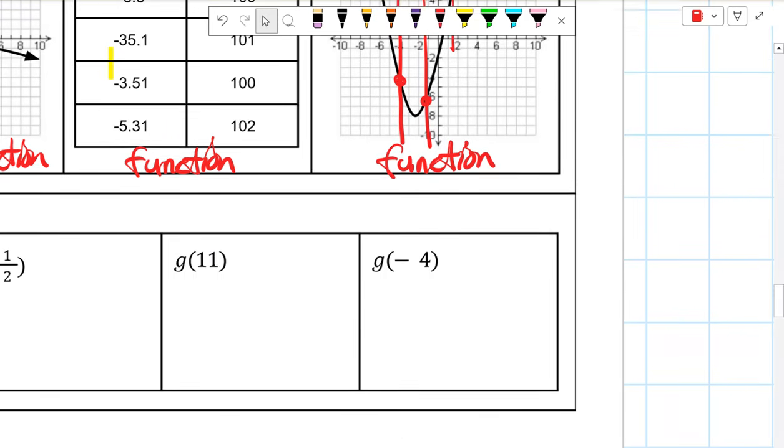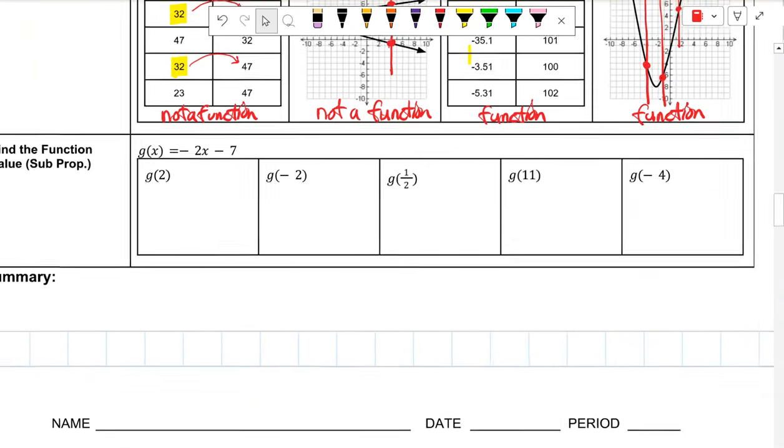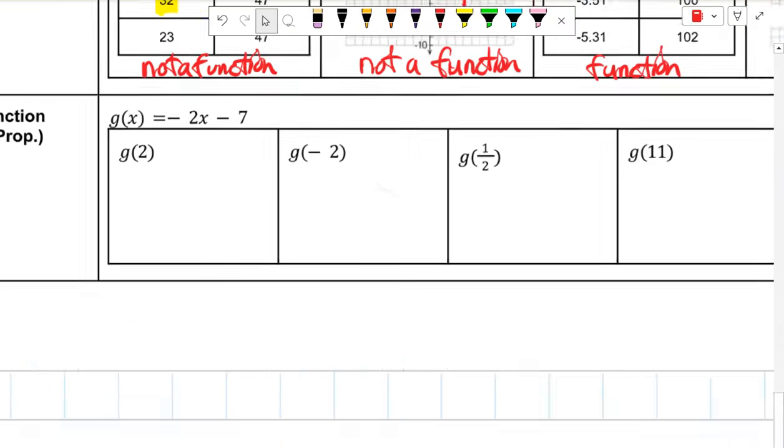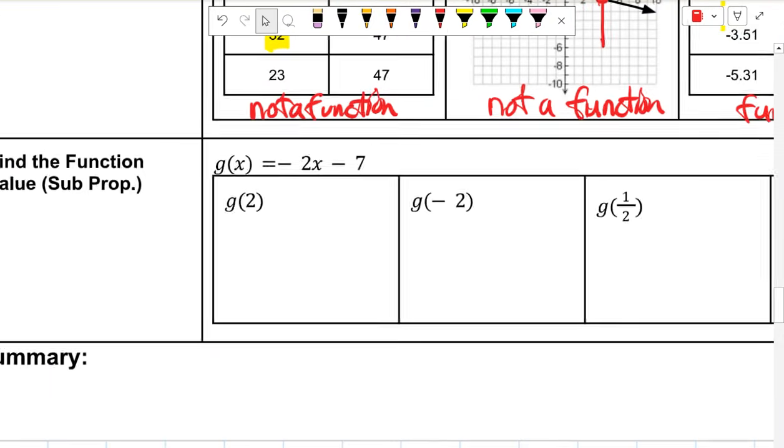Now that we know how to identify functions and not functions, let's go down here and finish this off by finding the function values. Now, we talked about it before. The name is right here, g. The function's name is g. And we want to find g of x. So what we have to do is look at what the rule is. The rule is -2x minus 7. So all you have to do is write down the rule, -2 parentheses for the x minus 7.